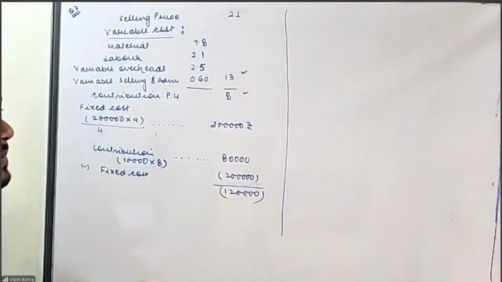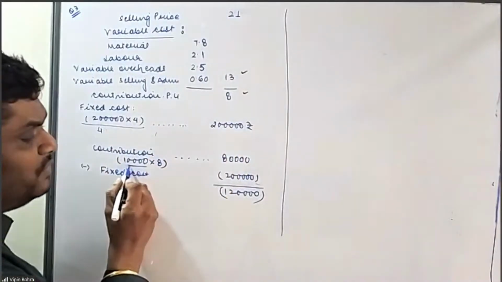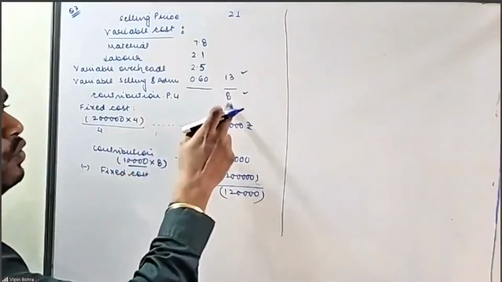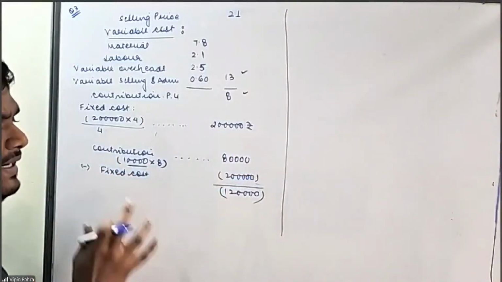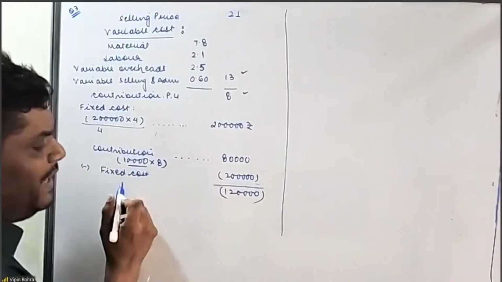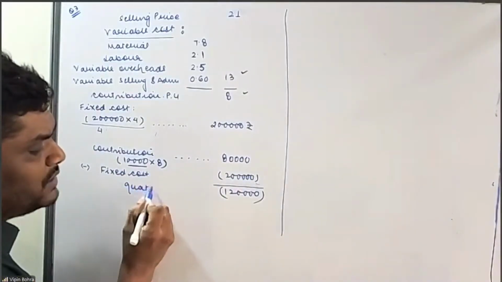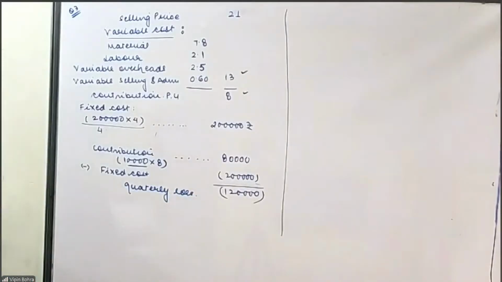So 2 lakh will be my fixed overhead. For this quarter, we are manufacturing 10,000 units only. So 10,000 into contribution per unit 8, my total contribution will be 80,000. The fixed cost for the quarter will be 2 lakh. So my quarterly loss will be how much? 1,20,000. So this will be the loss.